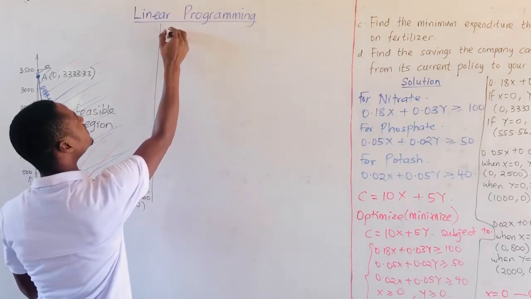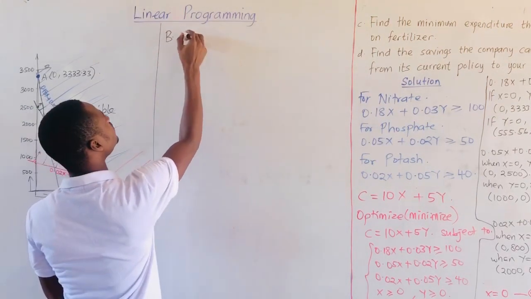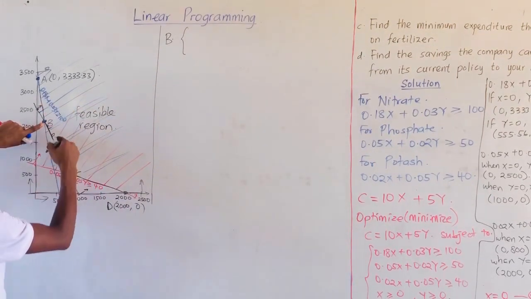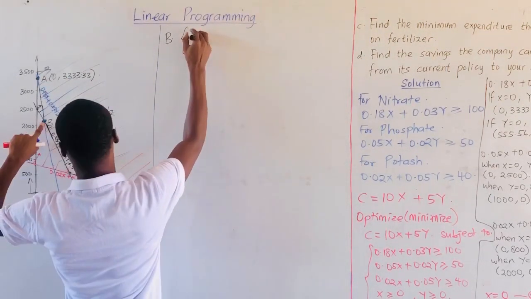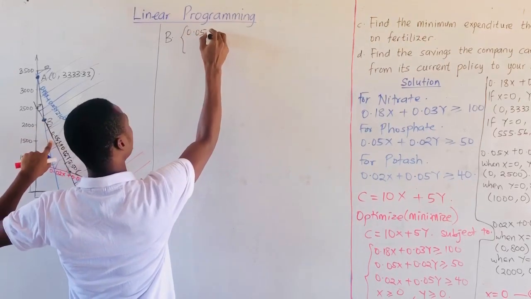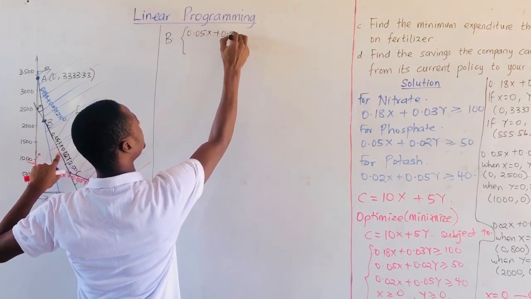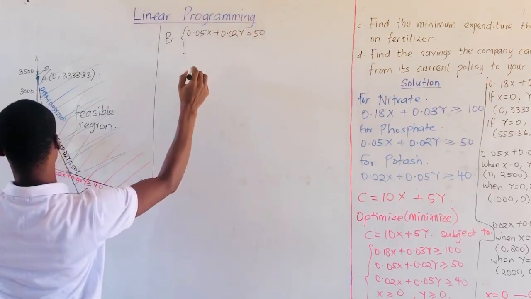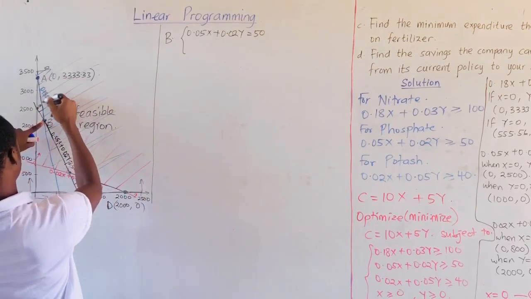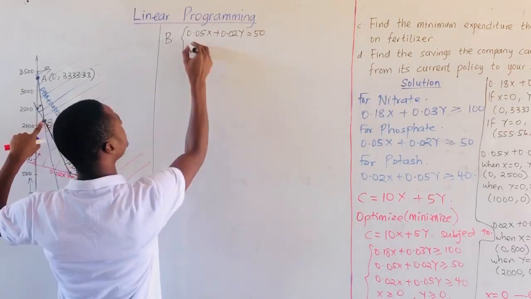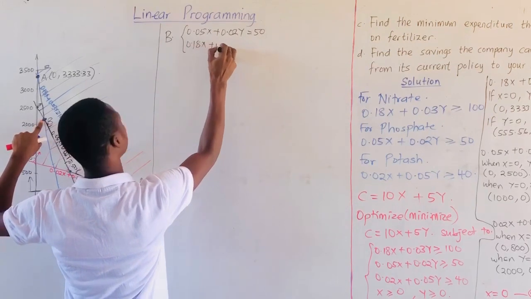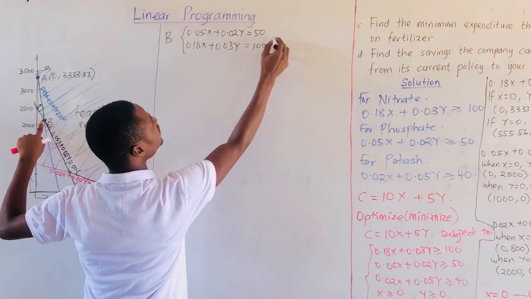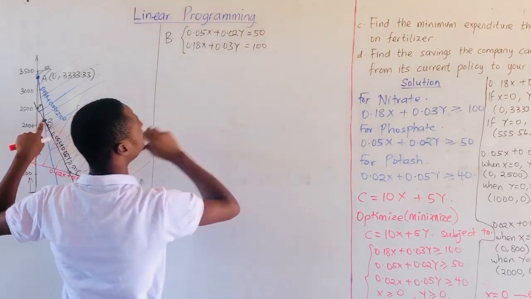So for point B, we will solve this equation. This point B is formed by this line and the blue line. So we will solve 0.05x plus 0.02y equal to 50, and then the other line is the blue line, which is 0.18x plus 0.03y equal to 100. We will solve these equations simultaneously.